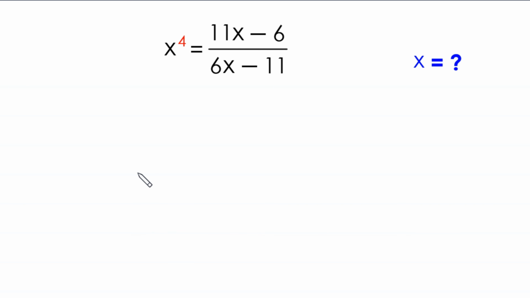Hello everyone, welcome to how to solve this very nice algebra equation: x to the power 4 equals (11x minus 6) divided by (6x minus 11). Our job is to find all possible values of x.